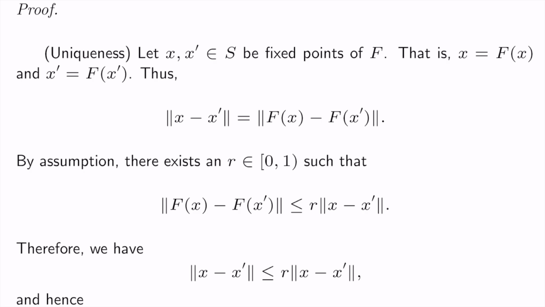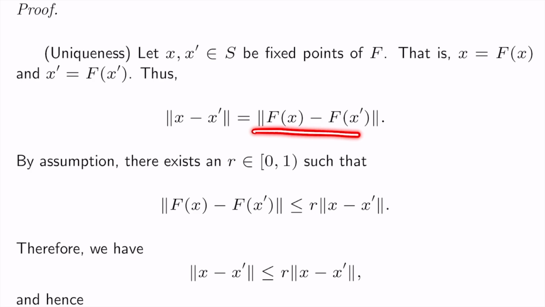Now, since we're assuming this f is a contraction mapping, then there is some r between 0 and 1 such that this difference between f of x and f of x prime is less than or equal to r times the difference between x and x prime. So this was the definition of contraction, right? So this should hold.